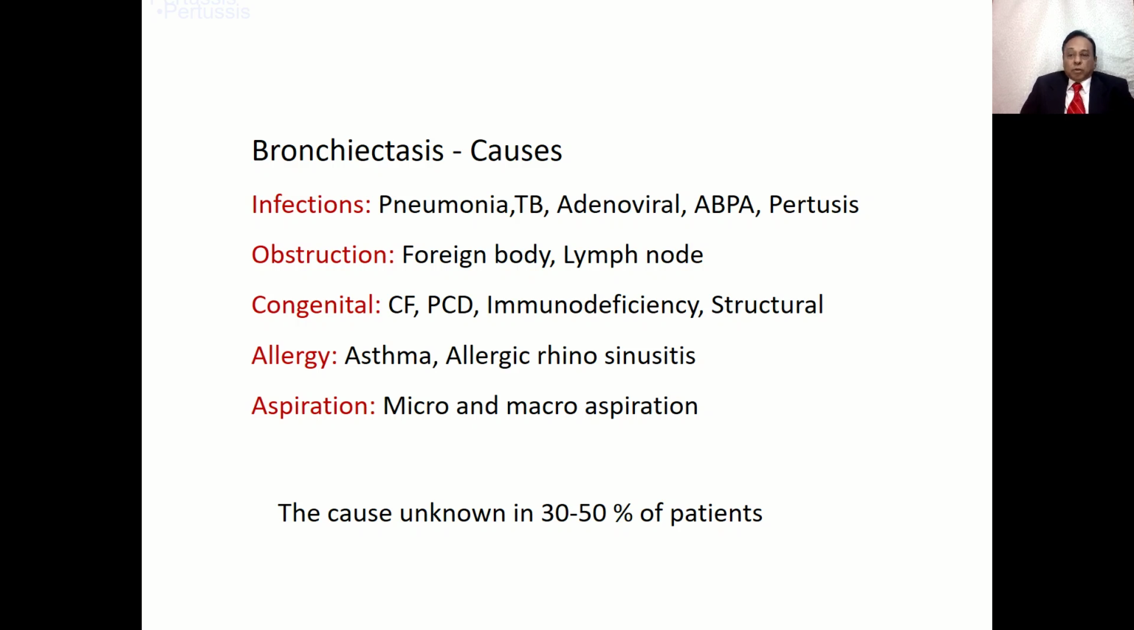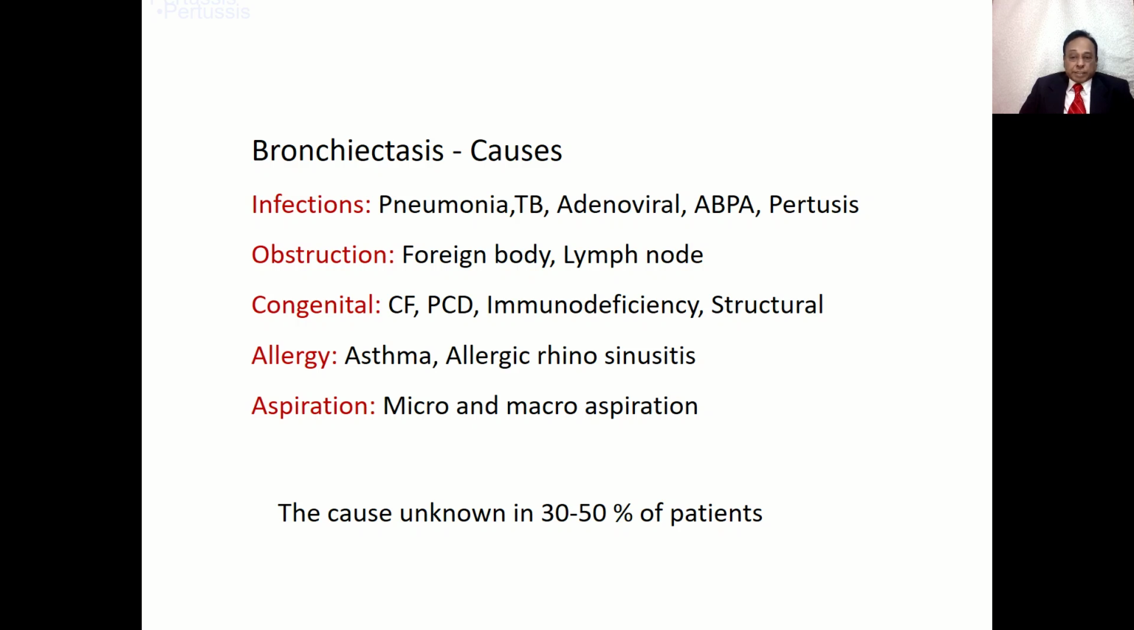Coming to the causes, they can be broadly classified into infections, obstruction, congenital, allergy, and aspiration. Most of the time, in extreme stages, they produce bronchiectasis. Among the infections, the most important is pneumonia, or sometimes tuberculosis. In developing countries, tuberculosis equally plays a role, and some necrotizing infections play a very important role. Even adenoviral insult causes bronchiectasis. In those days, pertussis and measles, and these days allergic bronchopulmonary aspergillosis; all these infections slowly develop into bronchiectasis.